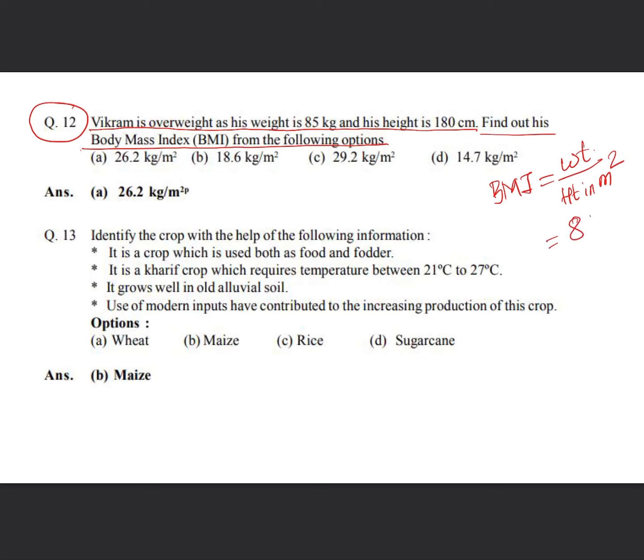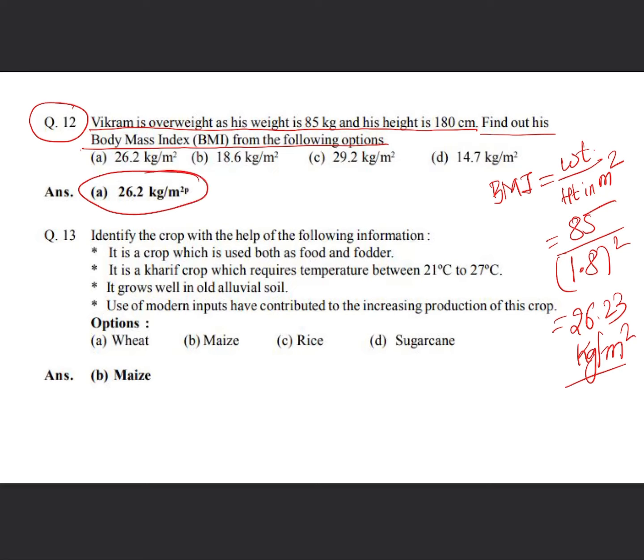So 85 divided by 1.8 square. So it will give us 26.23 kg per meter square. So this is the answer. Option A. Option A will be the answer for this question.